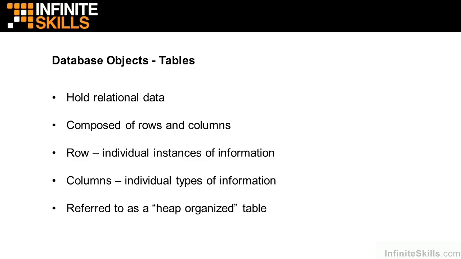Tables are composed of rows and columns. So a row is going to be an individual instance of information, something like a customer record, whereas a column is going to be an individual type of information, so a first name or a last name or a zip code. And the tables we're referring to in this lesson are known as heap organized tables. They can be distinguished from a couple of other types of tables, but they're called heap organized because they store data basically in a heap. That is to say, as the data comes in, that's how it's stored in a table.